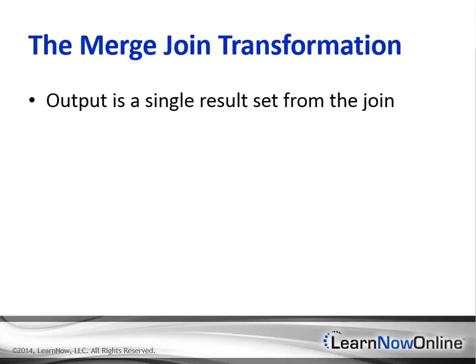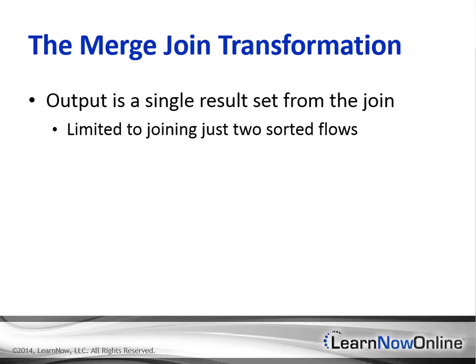The output of a merge join is a single result set from the join, based on the type of join that you specify within the component. You're limited to joining just two flows, both of which have to be sorted. But you can easily string these transformations together to combine other flows. There's no provision for splitting matched and unmatched rows into separate output flows.